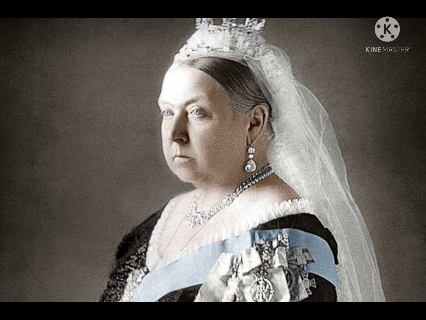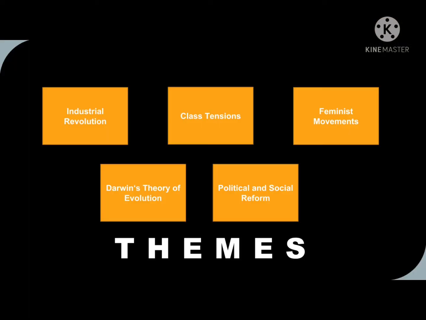In general, Victorian literature deals with the issues and problems of the day. Common themes present in the writings of this period discuss the industrial revolution, class tensions, and feminist movements. It also discusses Darwin's theory of evolution and political and social reform.